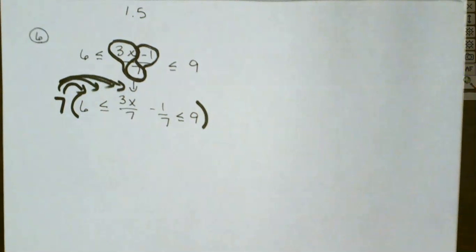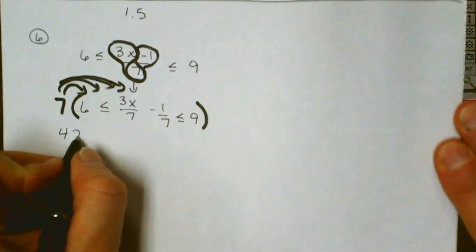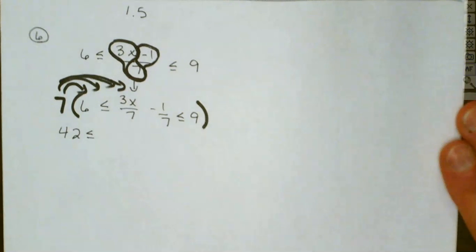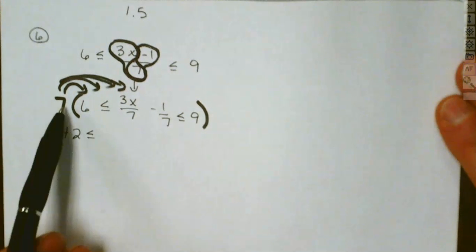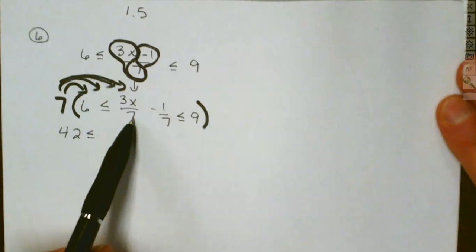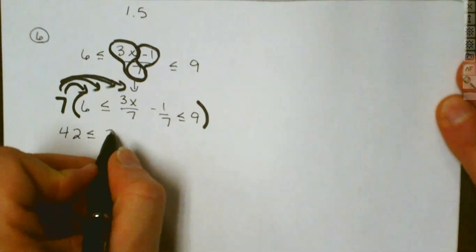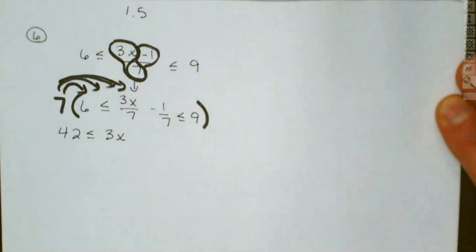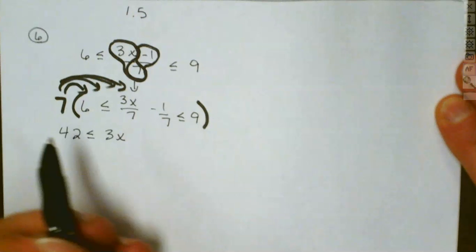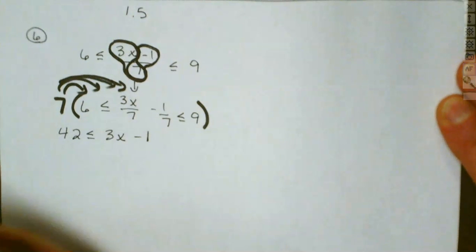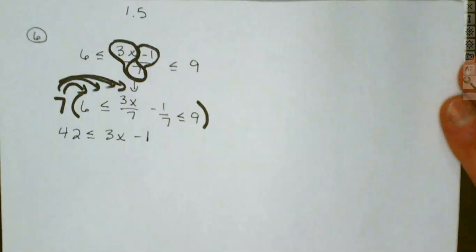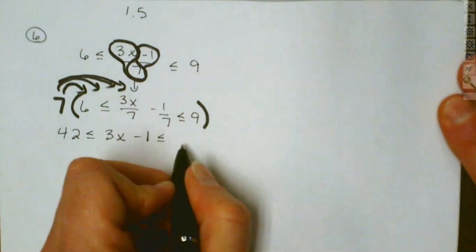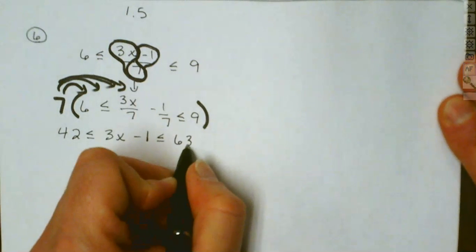Okay. So beginning here, what do we have? We have 7 times 6, so that's 42. Inequality symbol stays the same. The 7's will cancel below. So that leaves you with a 3x. The 7's cancel, leaving you with a minus 1. And then we've got 7 times 9, which is then a 63.